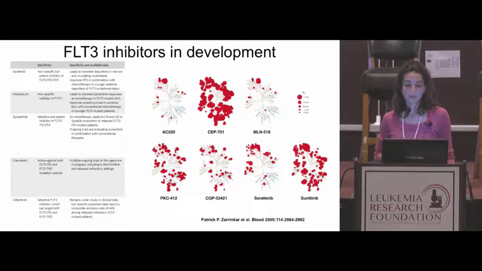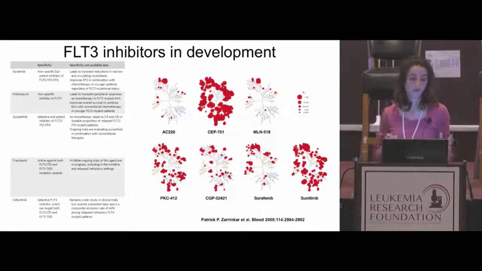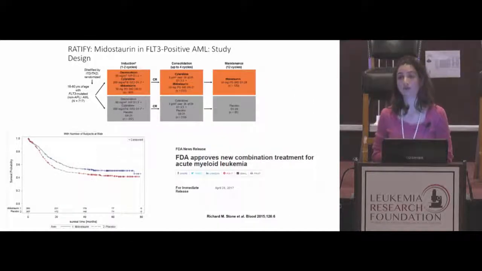And so the one that you're going to hear a lot about today is the one that Dr. Stiff alluded to, which is midostaurin, and this is one of the earlier, more non-specific inhibitors of FLT3, but this has been clinically approved for FLT3 mutated AML. And that is based on a recent clinical trial called the RATIFY trial that was presented at the American Society of Hematology meeting in 2015. The drug, however, was just approved last month.